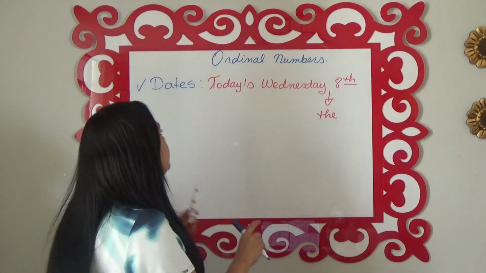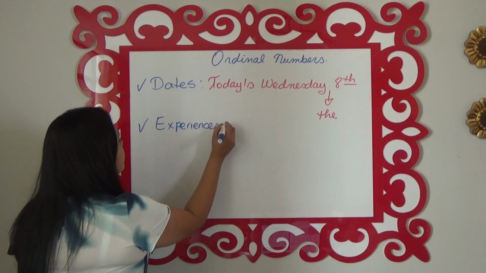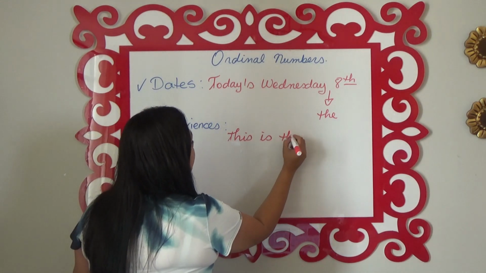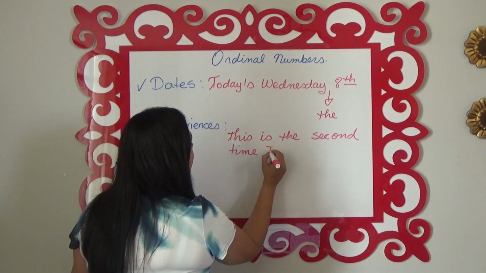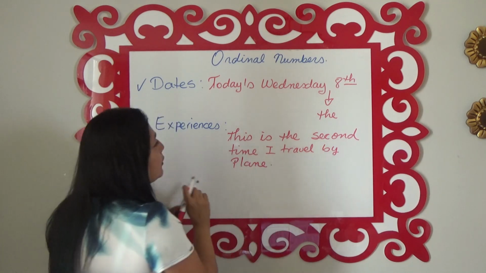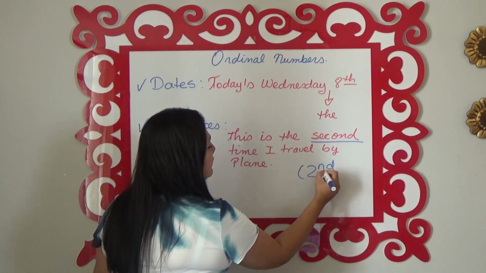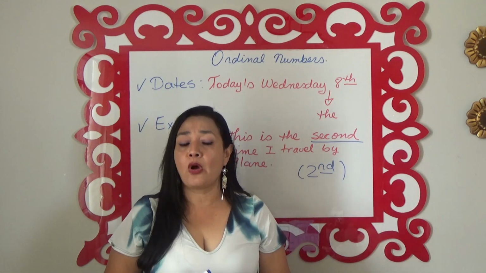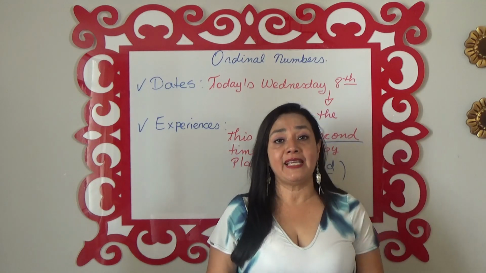When I talk about experiences, for example, this is the second time I travel by plane, right? So here I have the second. In numbers, the second. It can be the second, the third, the fourth, etc. Right? So, what about if we start with the ordinal numbers in a second?